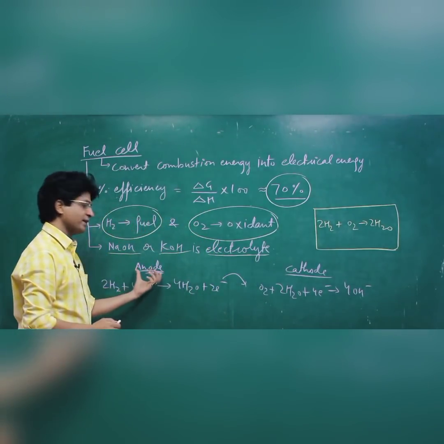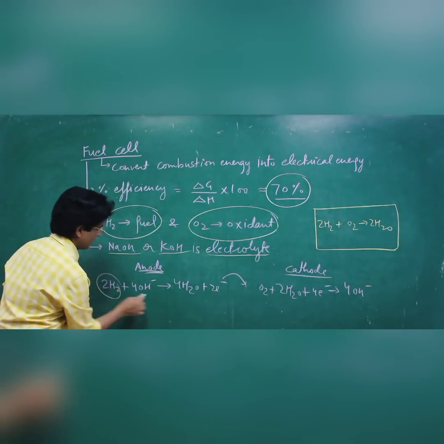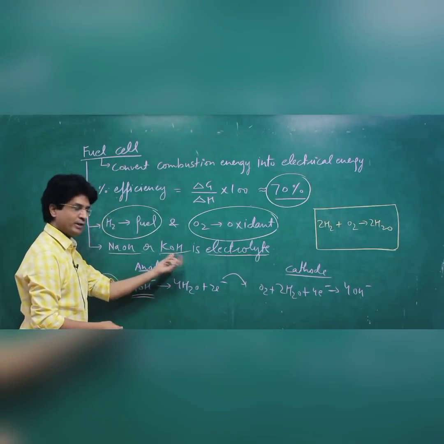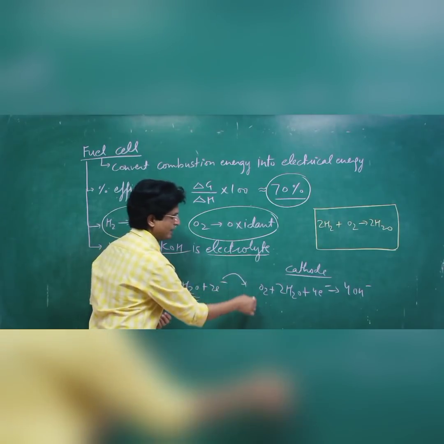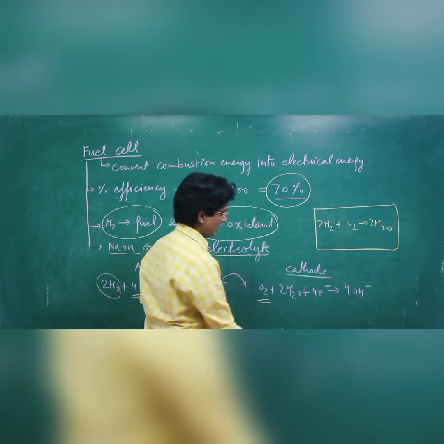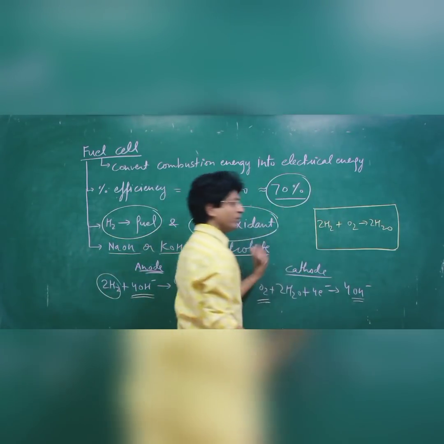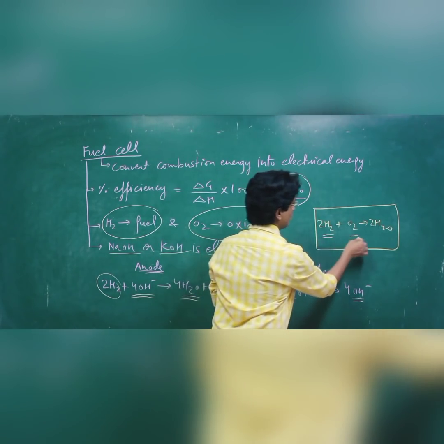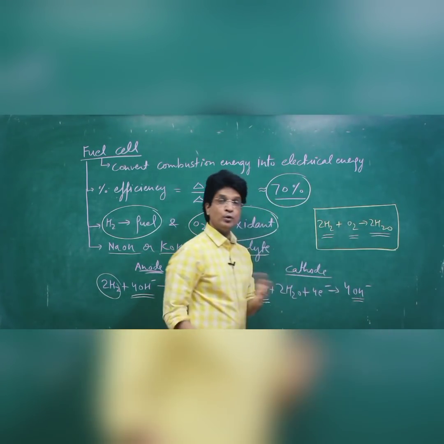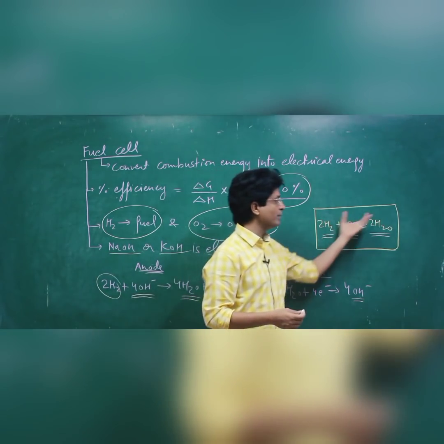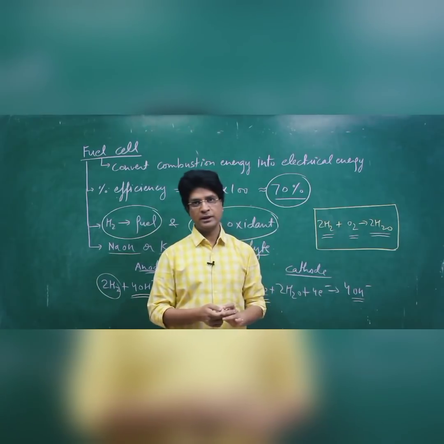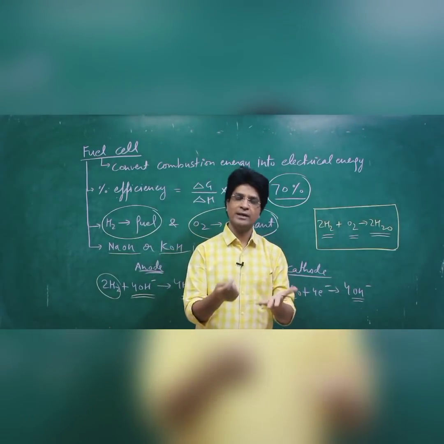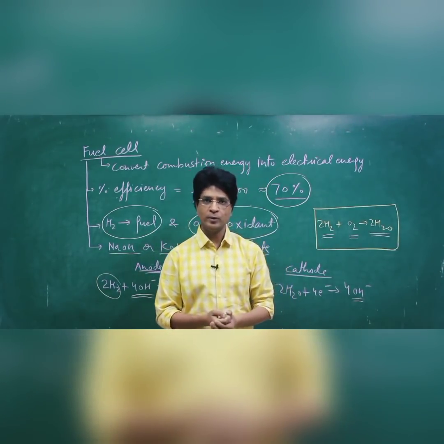So this is the reaction at anode. Hydrogen in presence of electrolyte KOH or NaOH will give you water and electrons. Electrons will be accepted by O2 and it will give you OH- ions. So net reaction will be 2H2 plus O2 giving you 2H2O. No pollution. It is completely environmental friendly. And ultimately, finally, you are getting water as a byproduct, which you can utilize anywhere you want. It's clear?